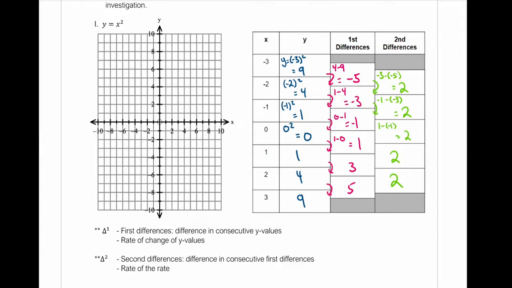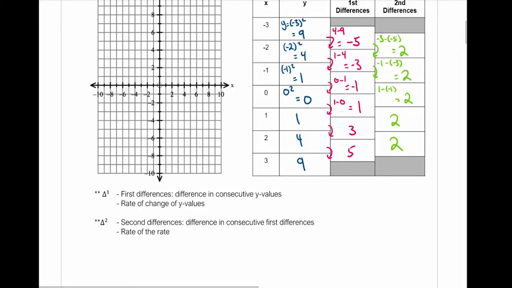So here we've completed our table of values. We found our y values, our first differences, and our second differences. We've noticed, hopefully, that our second differences are all the same. This is something you're going to see with quadratics. With quadratics, the second differences are constant, or they're all the same.